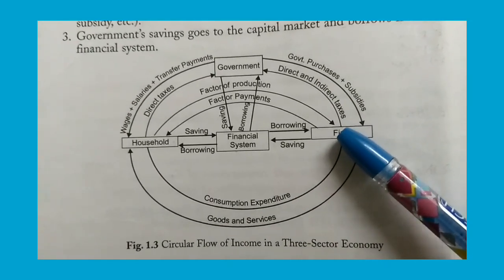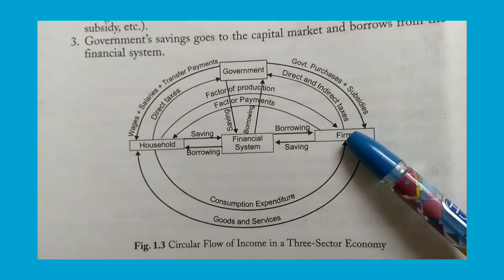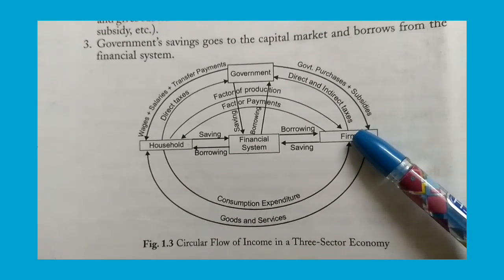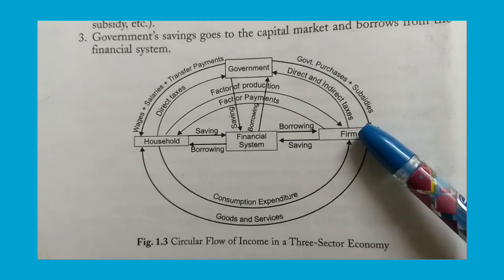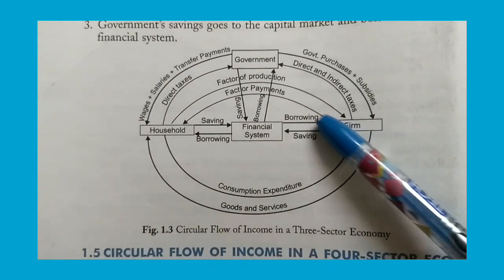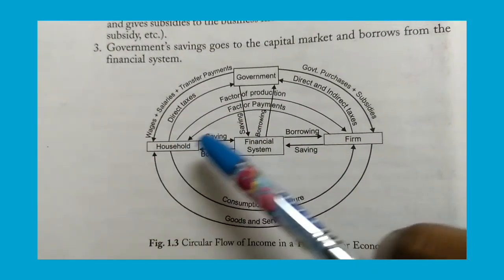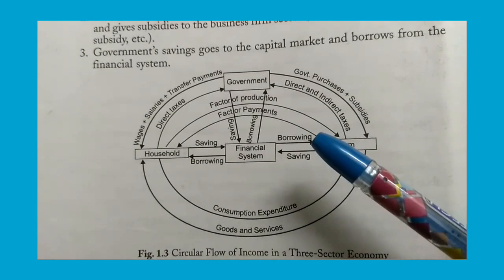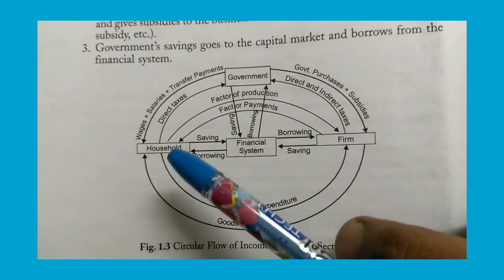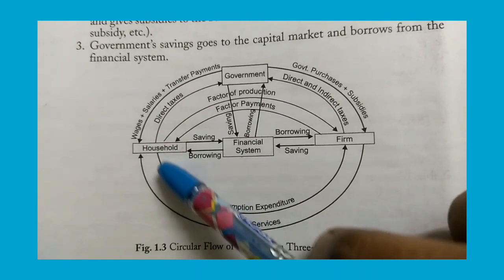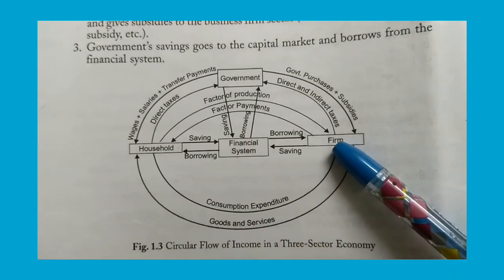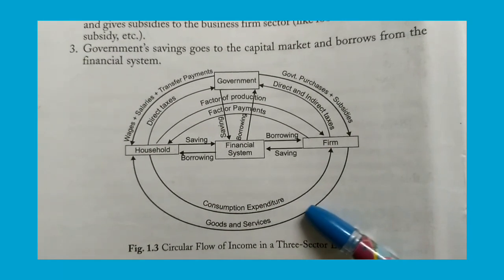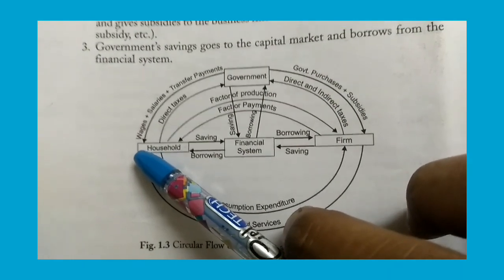With the help of land, labor, capital, and organization, the firm is producing goods and services. Then it gives payments to the households, that is the factor payments. What? Rent, wage, interest, and profit. After the households earn that money, they buy goods and services, which is consumption expenditure to the firm, and then the firm gives the goods and services to the households.